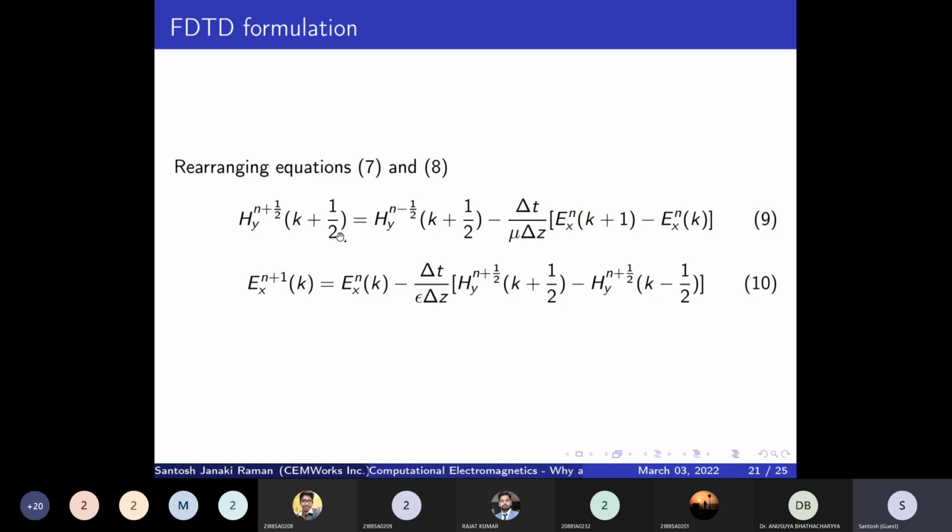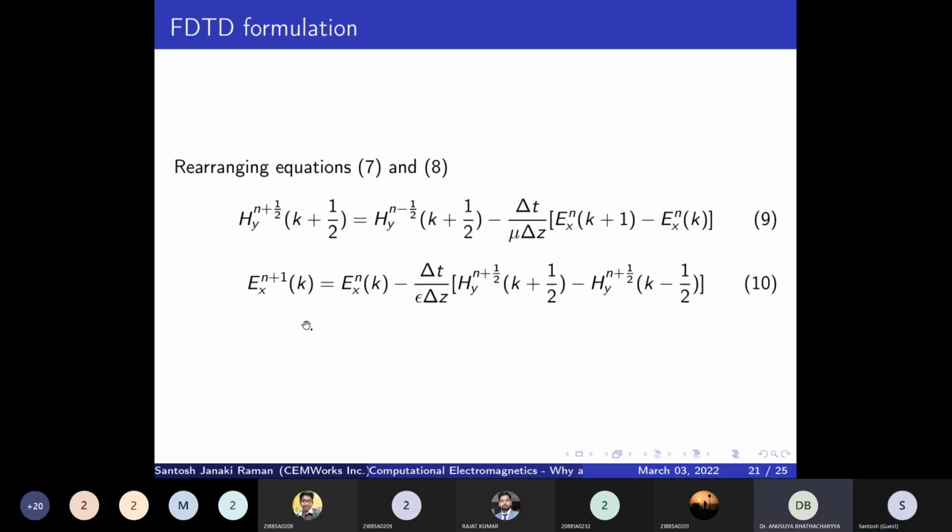That is, you find the H at n plus 1 by 2. Here n is the time variable and k is the space variable. So H at n plus 1 by 2 depends on H at n minus 1 by 2 and the previous values of E. Similarly, you use these H values, which you evaluate from the previous step, to evaluate Ex at n plus 1. And so on. For the next time iteration, these would be the input. You evaluate Hy and then you evaluate Hx. So this is called a time marching scheme, right?